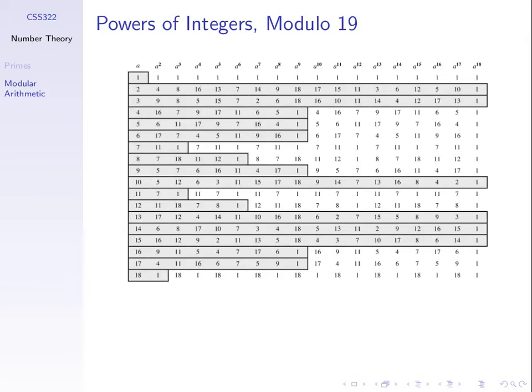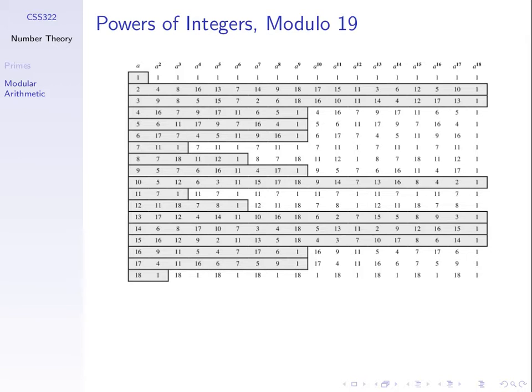This is another example. So the example we went through was with the mod of 7. Here's an example with mod 19, where we look at a to the power of 1 up to a to the power of 18 for all the different values of a, and we see what are the primitive roots. What are the primitive roots in mod 19?